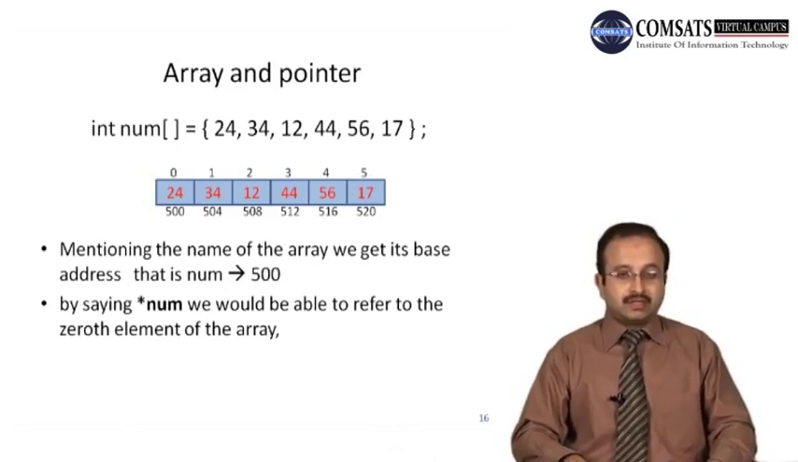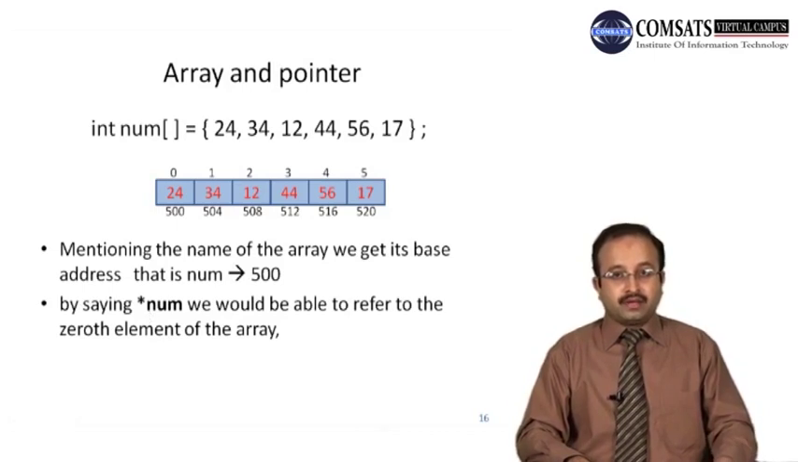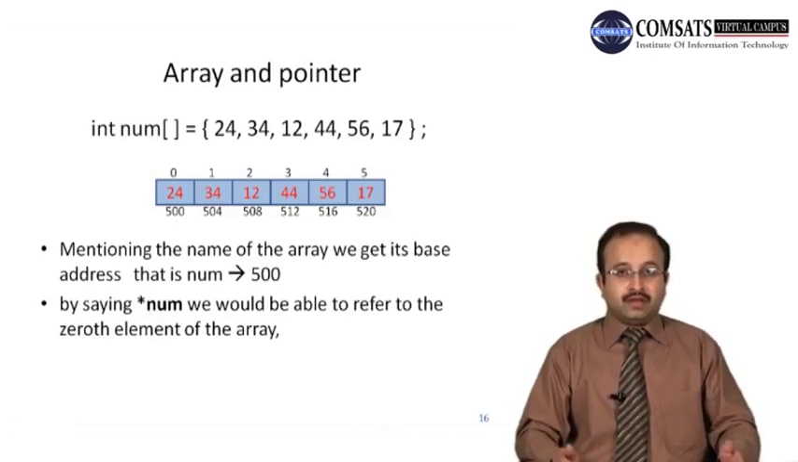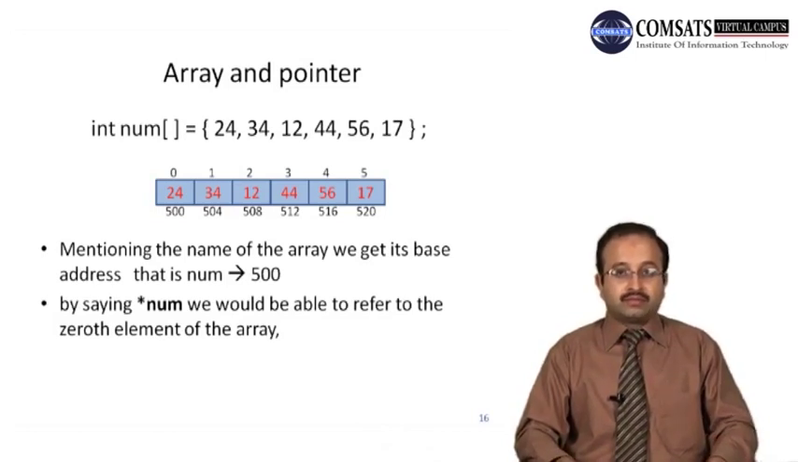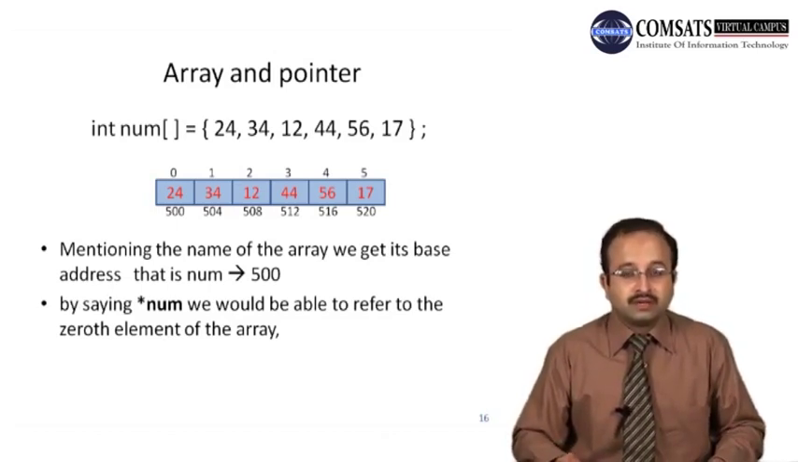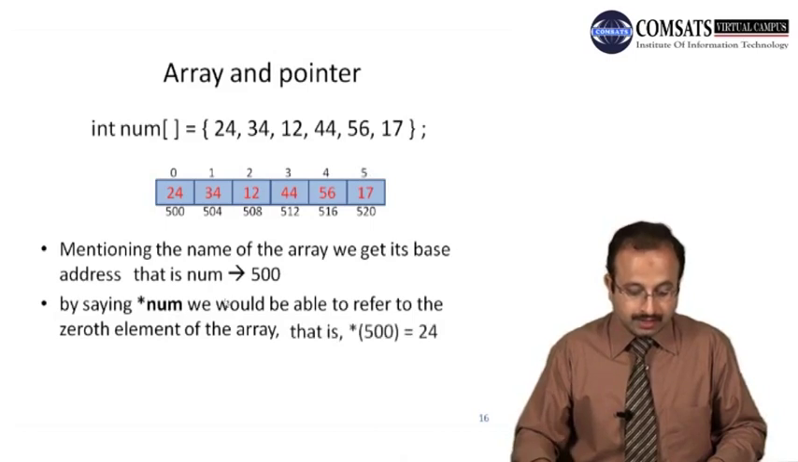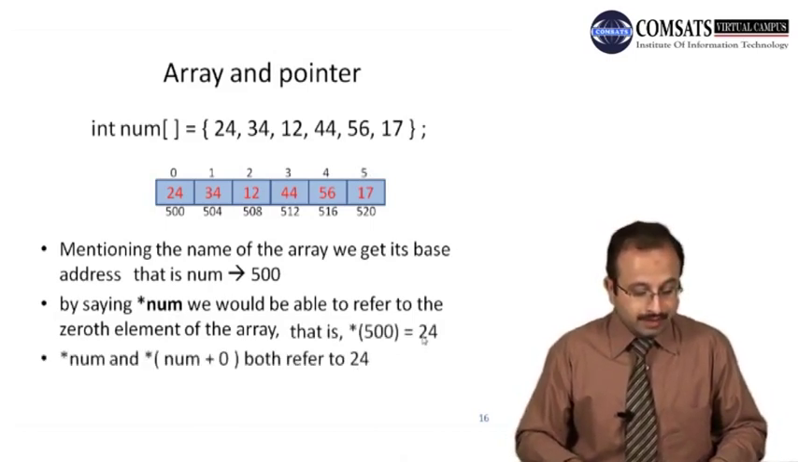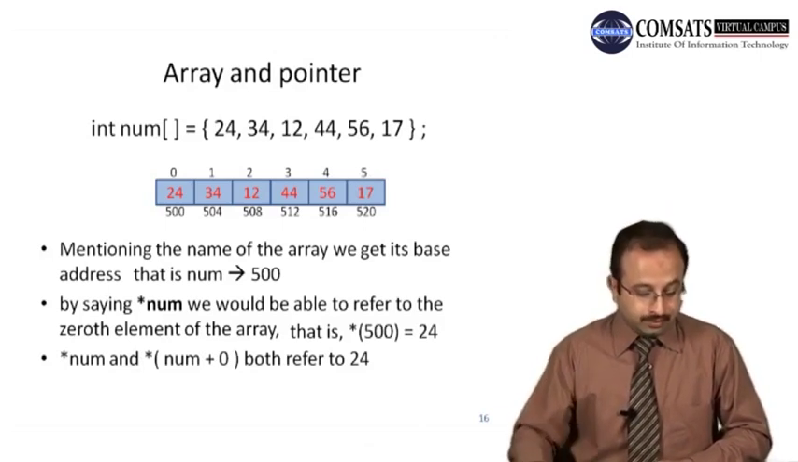So * means value at address. num is 500, so we can read *num as value at address 500. So that value is 24. So *num is equal to num[0]. num, and within square brackets you have a subscript that is 0, so that will give you value 24, and that is the same as *num. Right now I'm not saying &num[0], I'm saying num[0]. num[0] means num, square bracket, within the square bracket we have 0. That is *500, which gives 24. So *num and *(num+0) both refer to 24. Clear? So they both are the same thing.